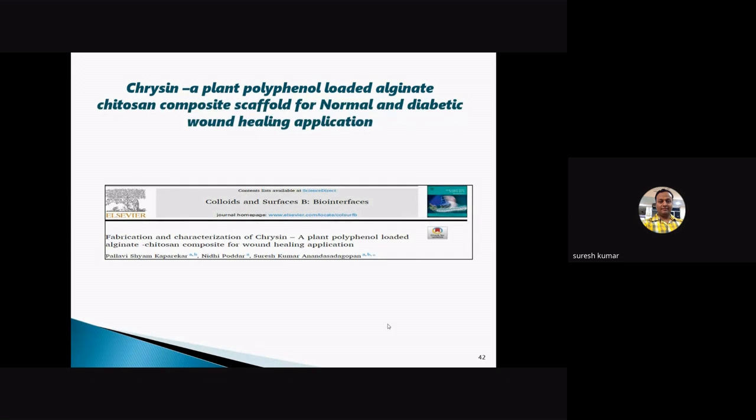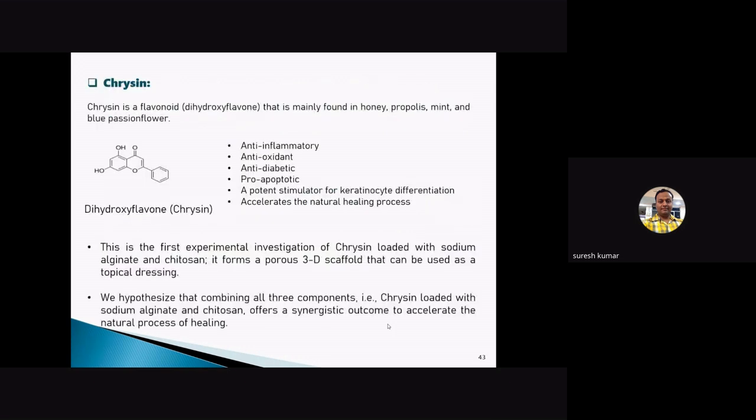Now, the last chapter, which I'm going to talk about in the next 5-10 minutes, is chrysin. It is a plant-based polyphenol loaded with alginate chitosan composite material for normal as well as diabetic wounds. So the idea between this chapter and the previous chapter is, we used a nanoparticle-based drug delivery. Here we used a simple sol gel method with the available materials, chrysin as well as the alginate-based material with chitosan, for the diabetic and normal model.